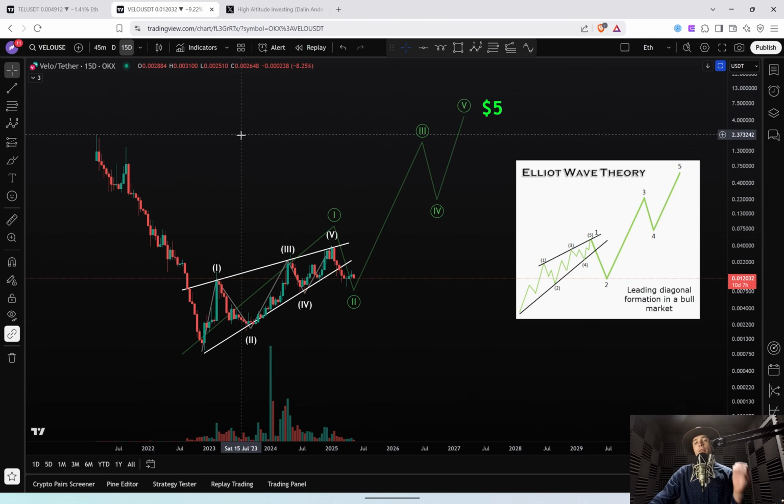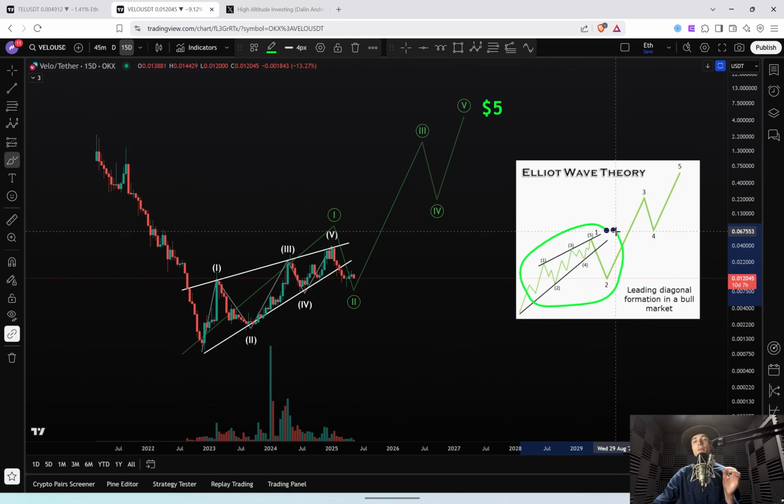Now, if we drop over to the log scale, we also see a very, very common Elliott wave structure. This is called a leading diagonal. And basically the way this works is the wave one impulse has a rising wedge. So inside of that wave one, you have a rising wedge pattern. And that's why you don't get a normal Elliott wave structure here. Instead, you get a 5-wave impulse inside of a rising wedge. And then you get a wave two inside of the market, which is exactly what we recently saw here with Velo. And then wave three happens.